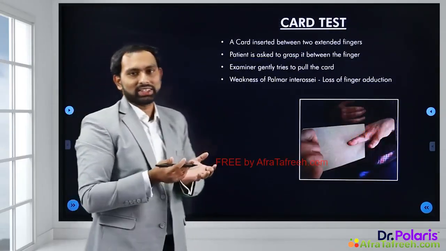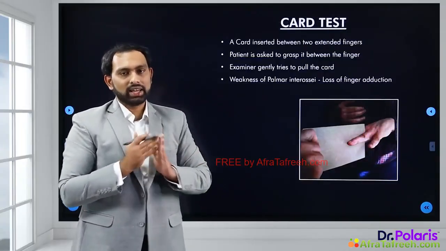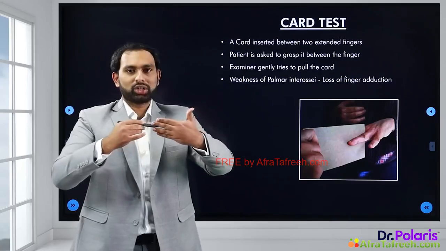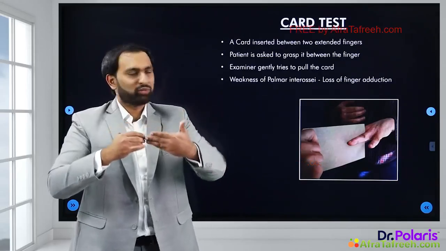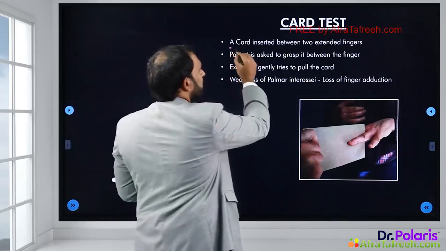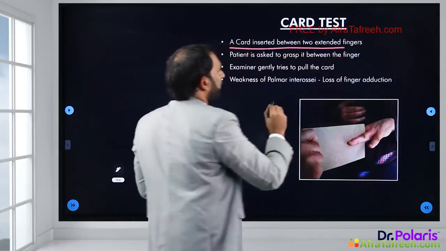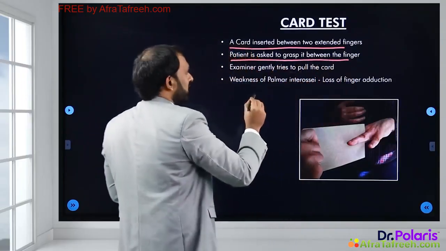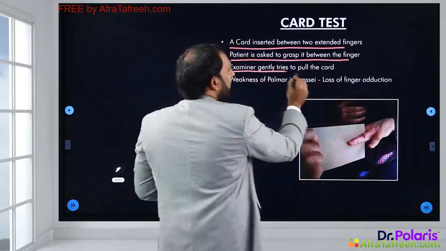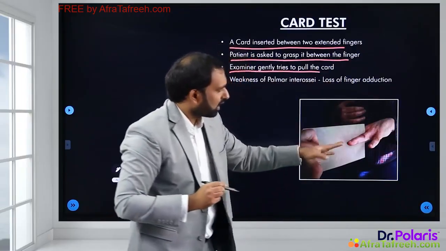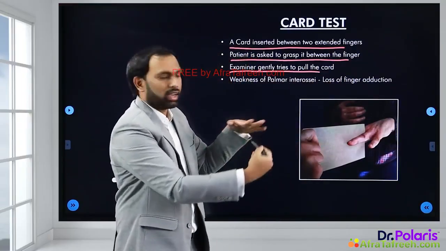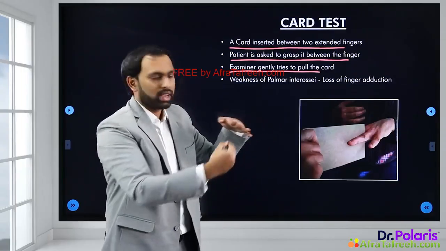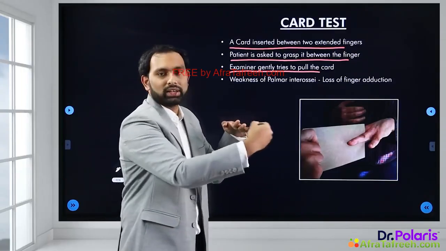Now coming to the third test, that is a card test. In a card test, you ask the patient to clench onto the card between the fingers. So a card is inserted between two extended fingers and the patient is asked to grasp it between the fingers. And the examiner gently tries to pull the card away. So you can see here, the patient is holding the card in between the two extended fingers and the examiner is trying to pull that card away.